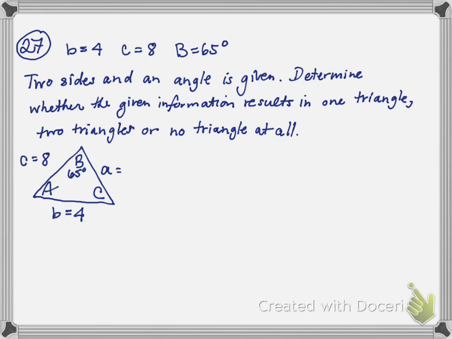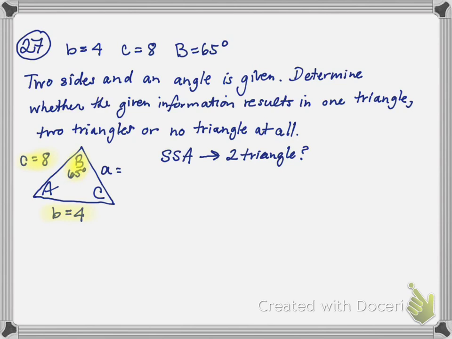Alright, if we look at this, I have a case where I have my angle and I have two sides. However, the sides are not around that angle. So I have the case where I have side-side-angle, which is the ambiguous case. The ambiguous case means I could have one triangle, two triangles, or no triangle at all. So we're really not sure without working it out.